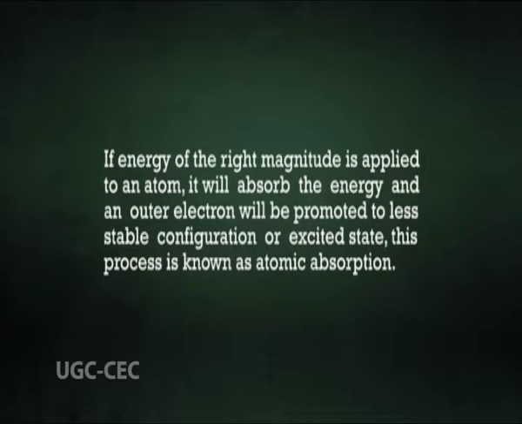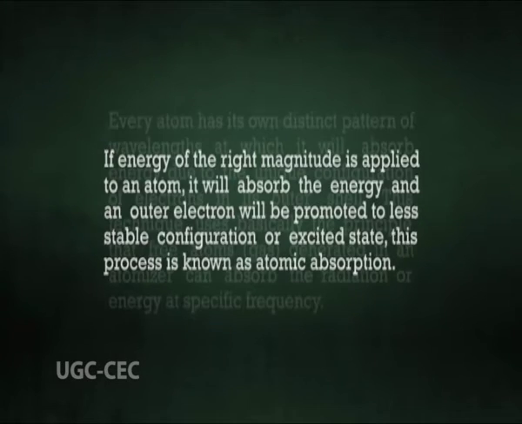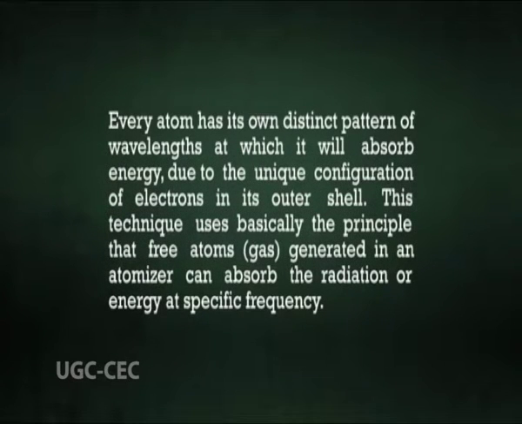If energy of the right magnitude is applied to an atom, it will absorb the energy and an outer electron will be promoted to a less stable configuration or excited state. This process is known as atomic absorption. Every atom has its own distinct pattern of wavelengths at which it will absorb energy, due to the unique configuration of electrons in its outer shell.